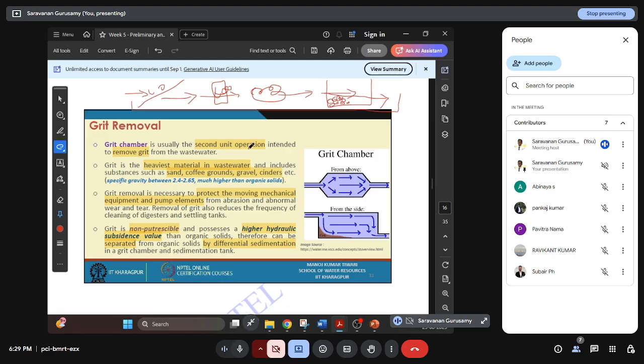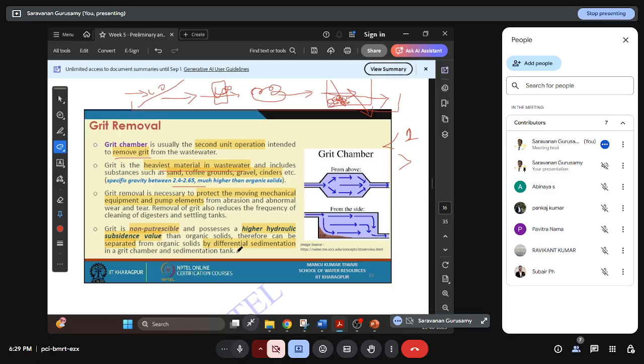So the grit chamber is the second unit operation and it removes the grit. The heaviest particles will be removed, like sand, gravel, cinders, coffee grounds. Those having a specific gravity of 2.4 to 2.6 will easily settle, right? If it has unit specific gravity, nearly 1, it will move with the water. If it is less than 1, it will always be in suspension. If it is greater than 1 or greater than 2, it will be easily settleable and can be removed in the grit chambers. So it will protect the further equipment.